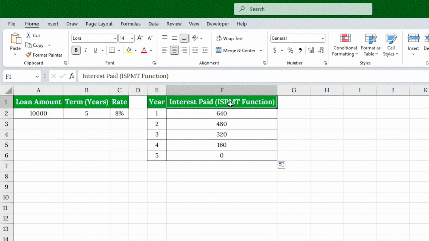Ever wondered how much interest you're actually paying each year on a loan? Today we're unlocking a hidden function in Excel, the ISPMT function. Okay, let's jump right in.